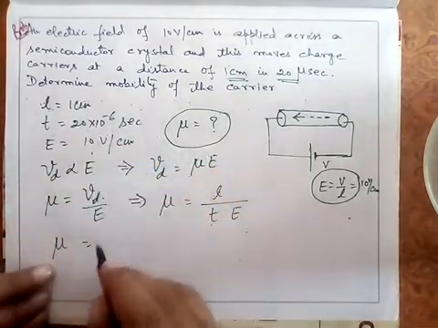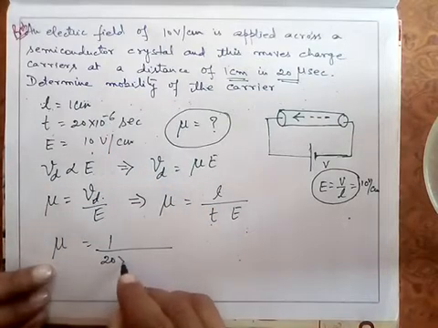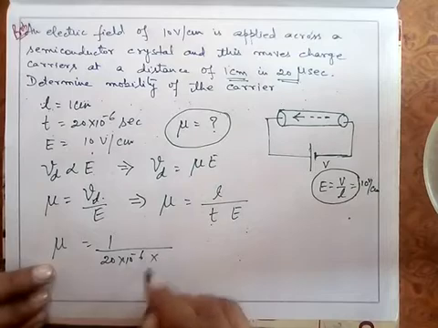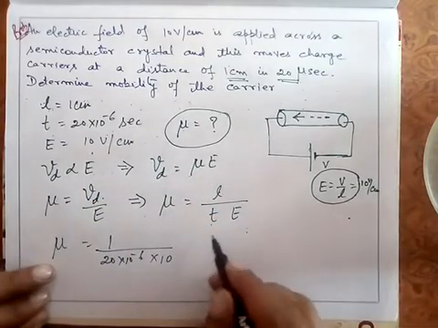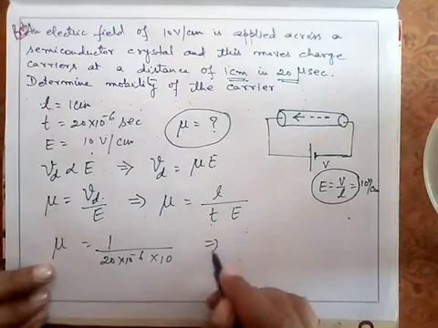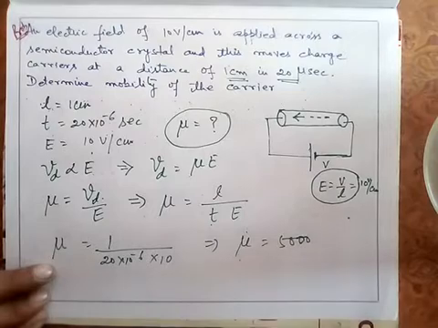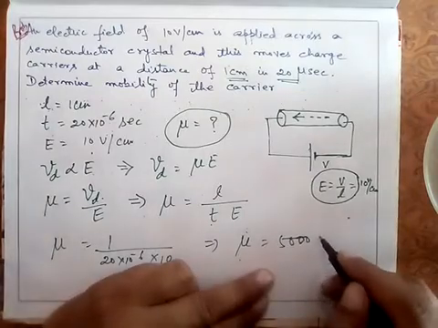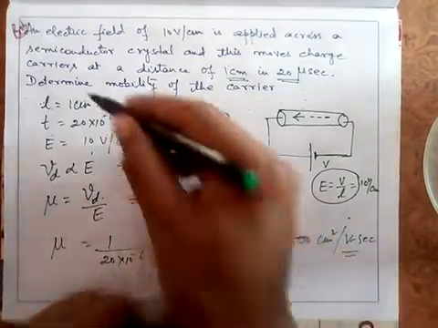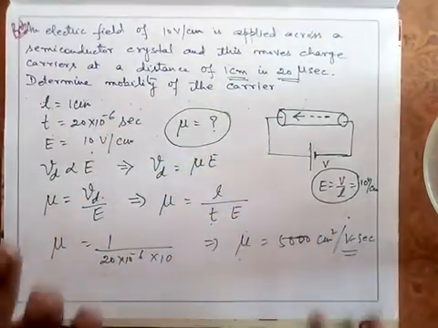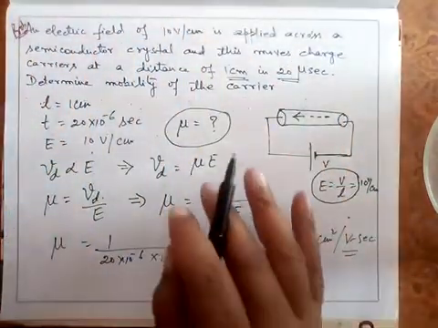L is given to you as 1 centimeter, upon T, which is 20 into 10 to the power minus 6, into E, which is 10 volt per centimeter. I've done this calculation, just cross check this. As per my result it is 5000 centimeter square per volt second. Or if I convert everything into meters, then it will be meter square per volt second. This is the mobility. I hope this very simple numerical is clear to you.